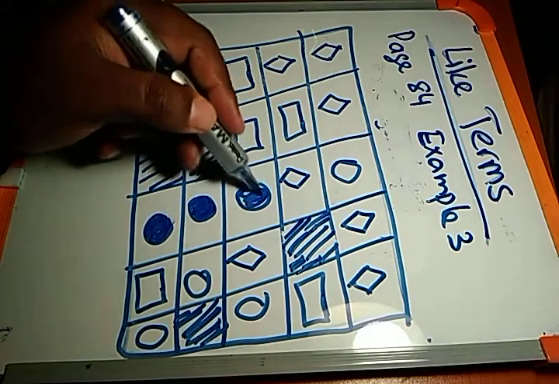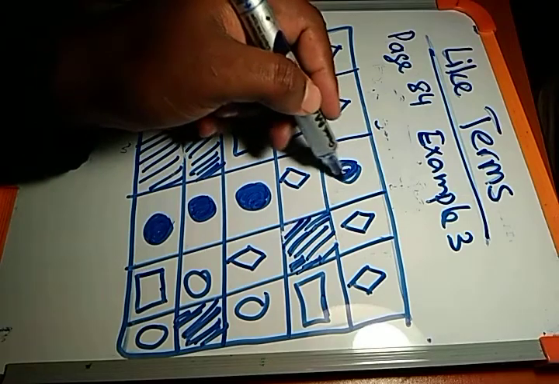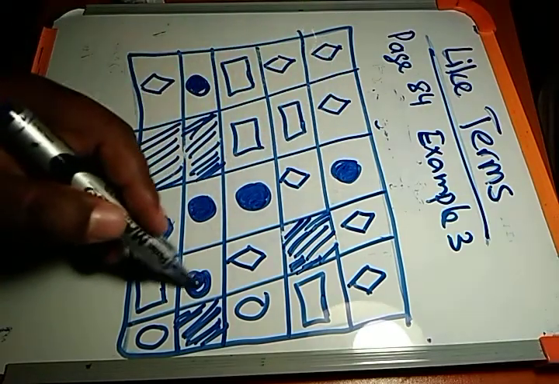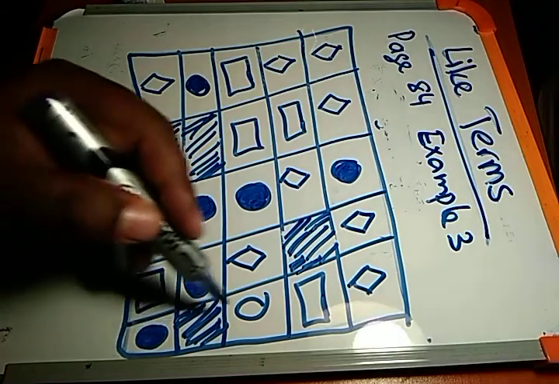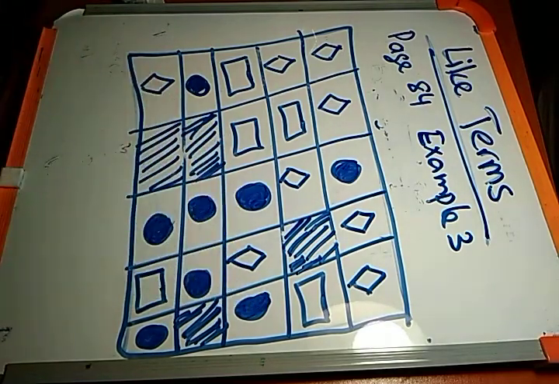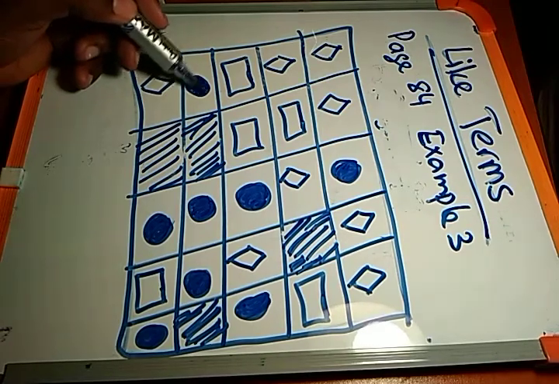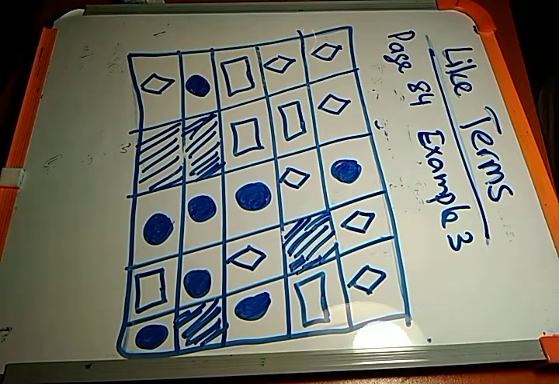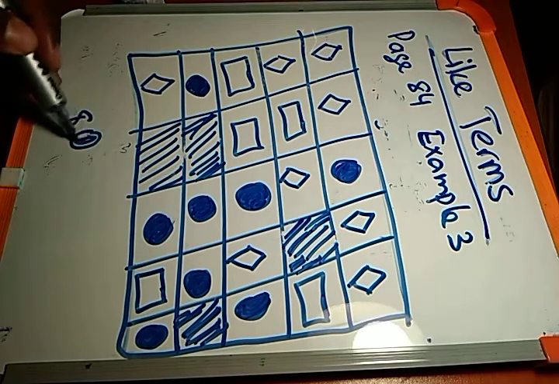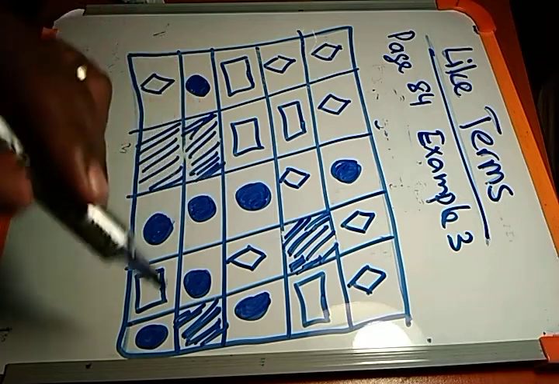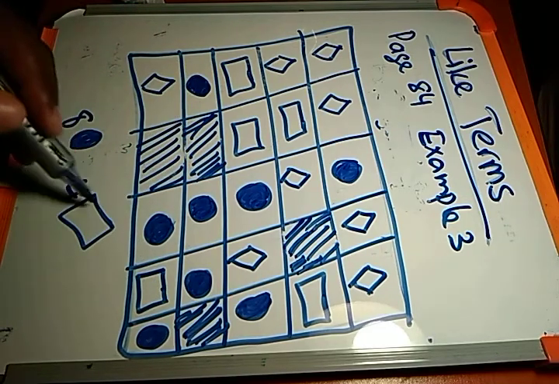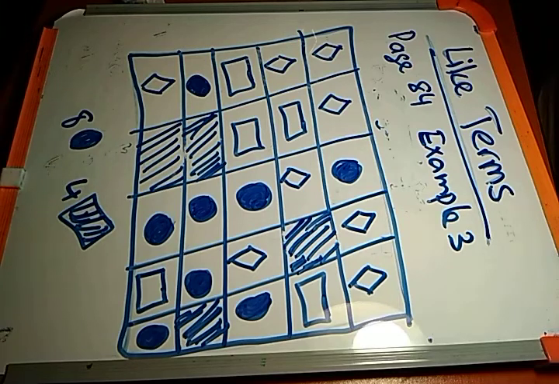This is how I deal with them. All I'm doing is identifying shapes that are alike. Is there anything else that I'm missing? Okay, there isn't. So far, I have 1, 2, 3, 4, 5, 6, 7, 8. I've got 8 of these, and I've got 4 of these blank ones. That's the idea really of collecting like terms.